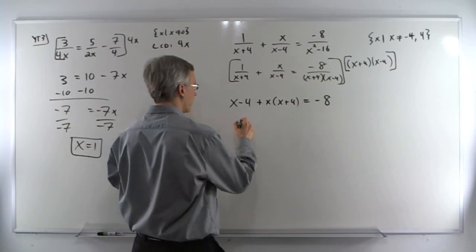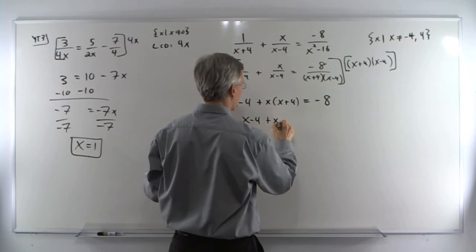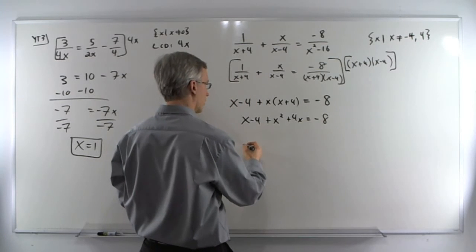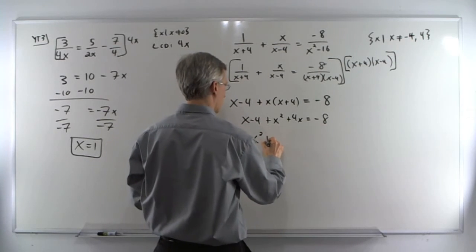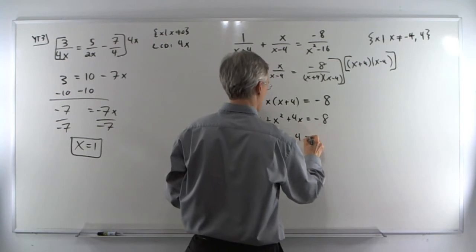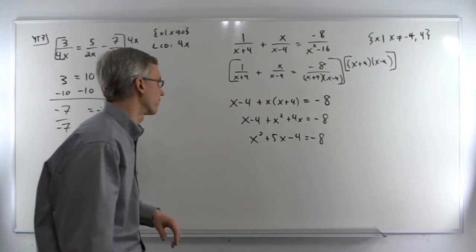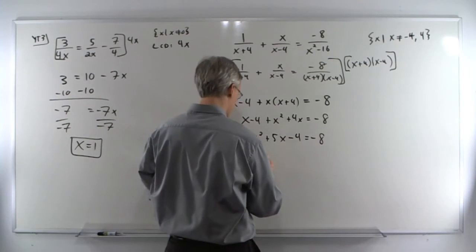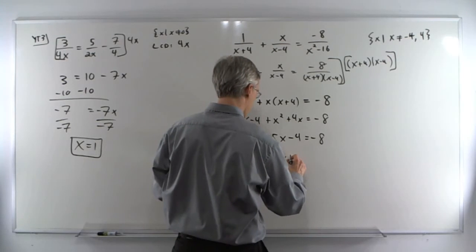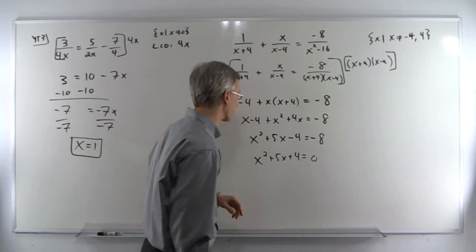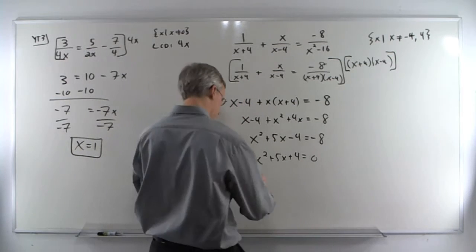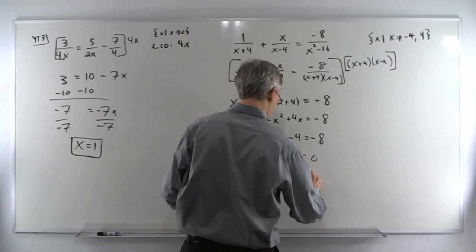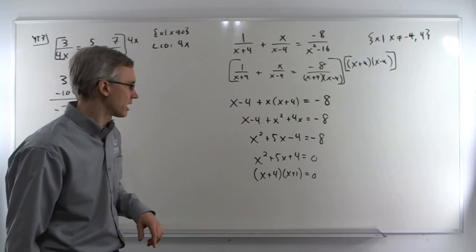Now distribute and simplify. So that gives us x squared plus 5x minus 4 equals negative 8. Now I'm going to bring everything over to the left-hand side, so I'm going to add 8 to both sides. Gives us x squared plus 5x plus 4 equals 0. Now we need to factor here. So that factors into x plus 4 times x plus 1 equals 0.